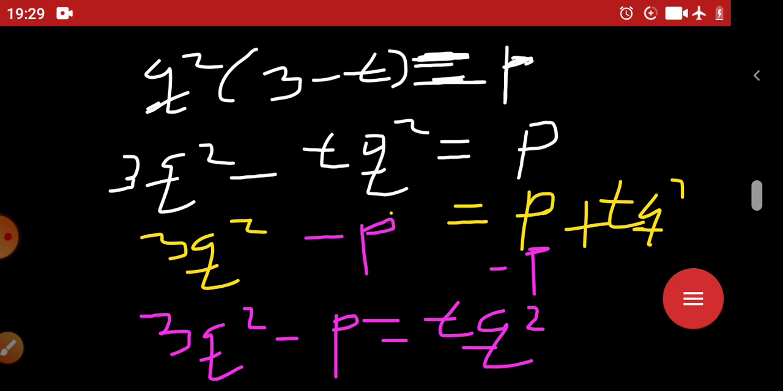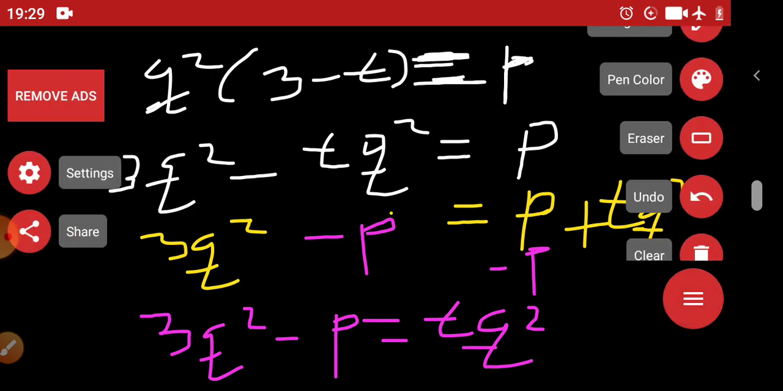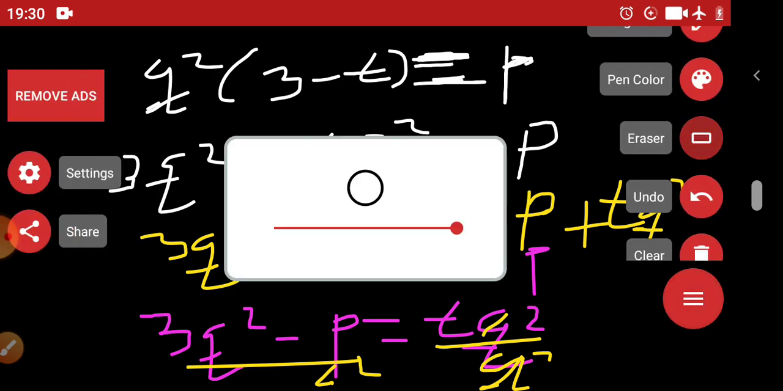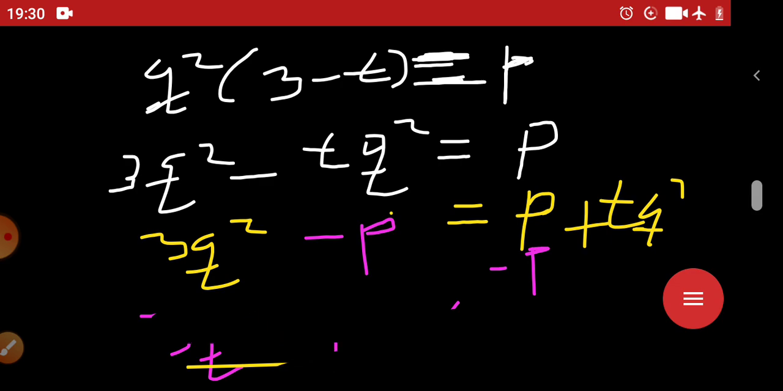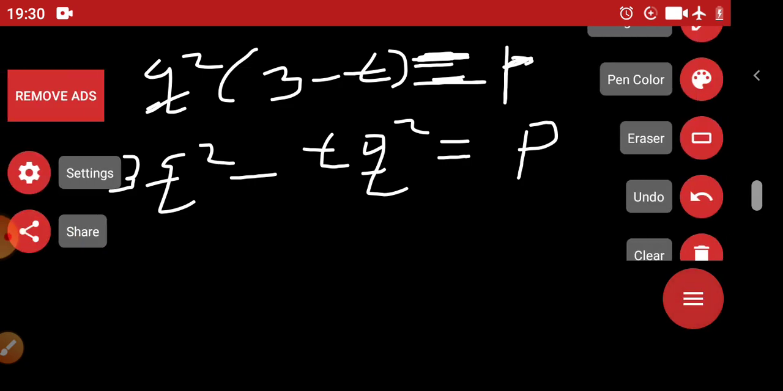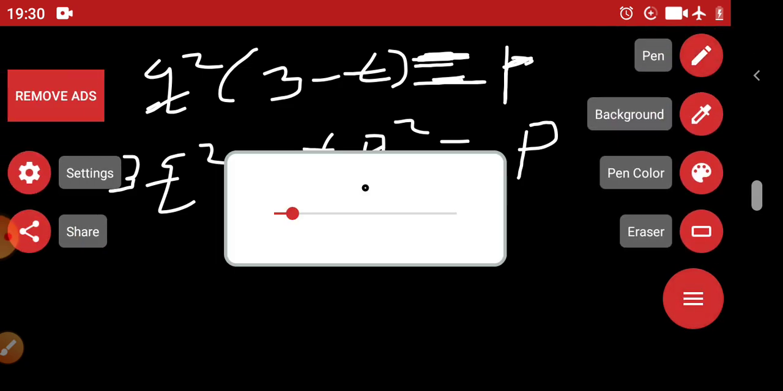And then after doing that, we simply divide by q squared, because we want to make t the subject of the formula. So divide by q squared both sides. But from this step, I suspect that you might also want to do it a different way from what I've done, so let me do it this way.